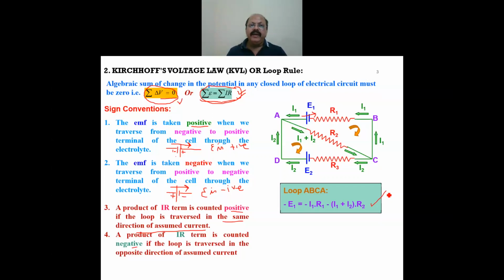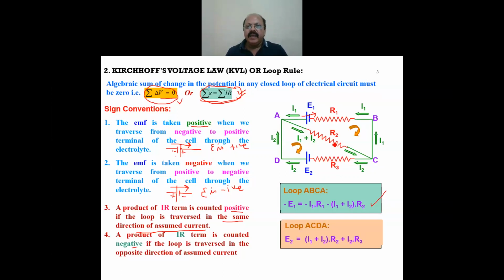Now if you apply this formula, what happens automatically? This E1 comes here, and you get the same formula. So remember the sign conventions when you are applying. Similarly, you take another loop.